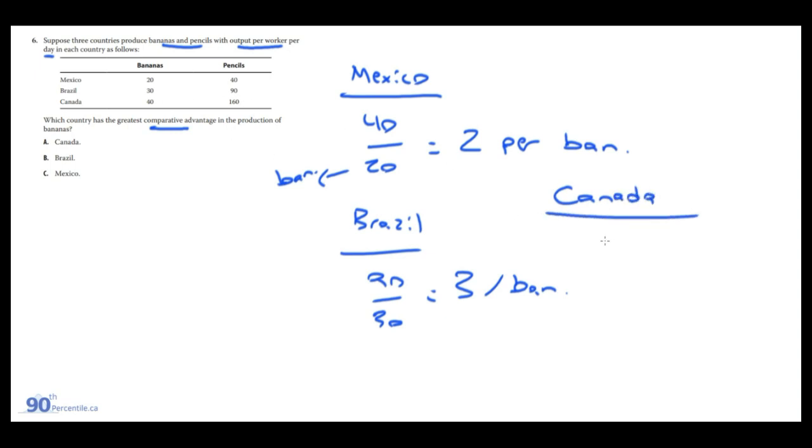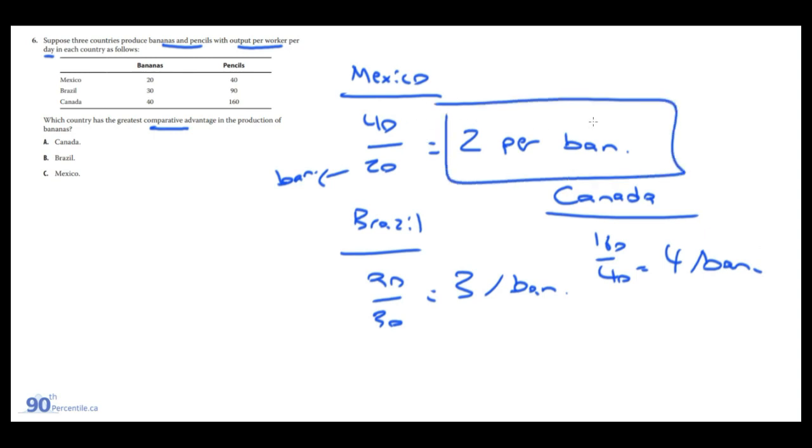160 pencils are 40 bananas. 160 over 40 is 4 pencils per banana. So the comparative advantage is the one that has the lowest opportunity cost, which would be Mexico, because they can produce bananas and only have the opportunity cost of missing out on the production of 2 pencils, right? So in this case, the greatest comparative advantage is Mexico, and Mexico would benefit from international trade by exporting bananas, even though they're not the most efficient producer of it.